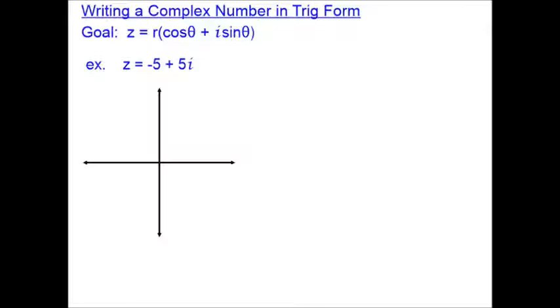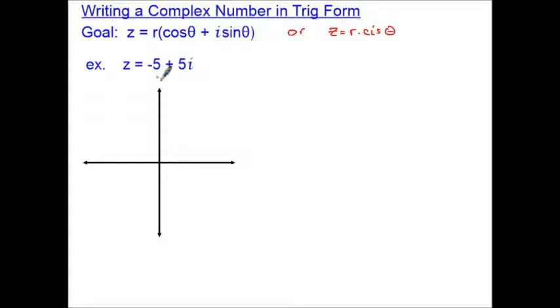Alrighty, so what we want to be able to do now is write the complex number in trig form. Basically from standard form to trigonometric form. So our goal is going to be this, z equals r times cis theta. Which again means the same thing, it's just a matter of whether you want to abbreviate it or not.